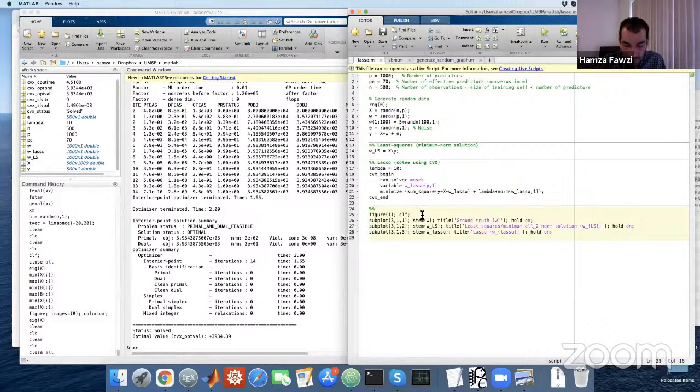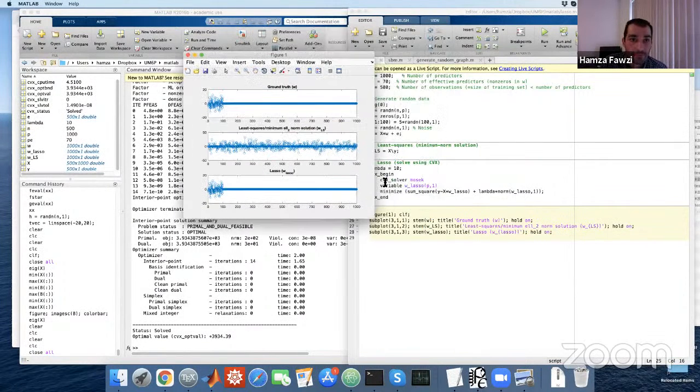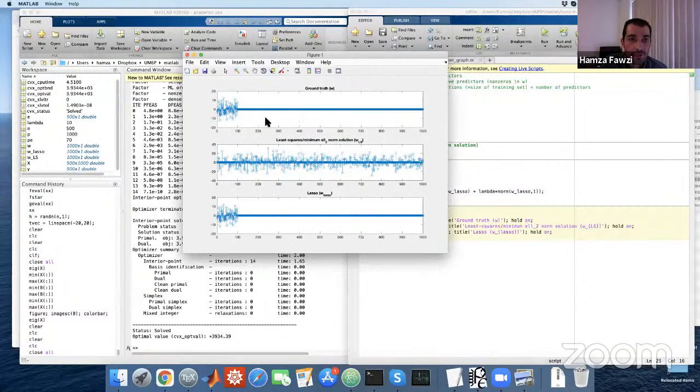Now let me plot the solution. This is what you can see. This is the ground truth, the vector W. It is essentially telling us that the first 100 components of W are non-zero, and everything after, components from 100 to 1,000, is equal to 0.